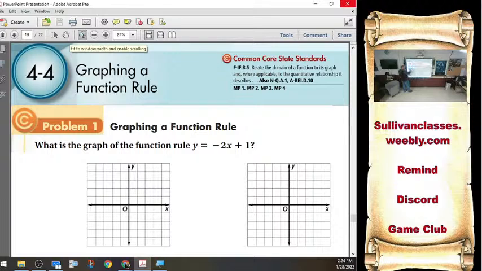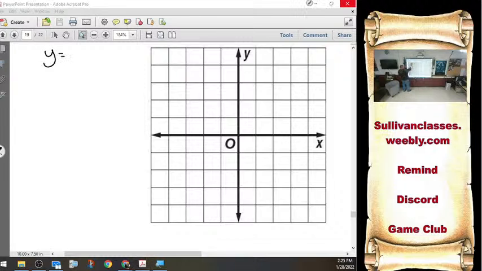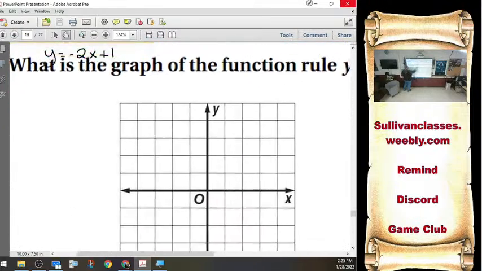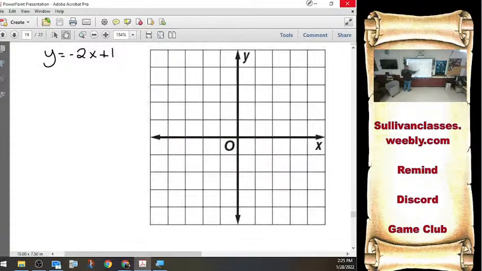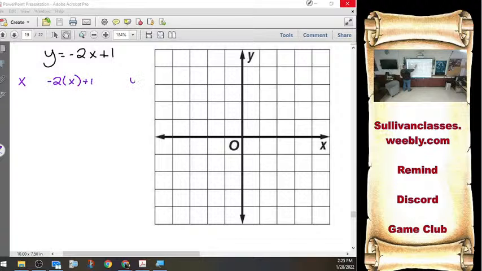Right under that, you put problem 1. Negative 2x plus 1. Make this little table and leave yourself room to work. X, negative 2 with parenthesis x plus 1, y.